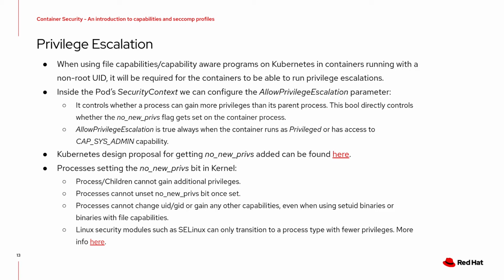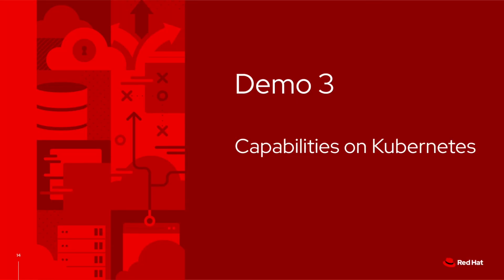On this slide, you can see the privilege escalation. There is a lot of text here, but you need to know that when you are using file capabilities or capability-aware programs on Kubernetes, you need those containers to be able to run privilege escalations, because you will be running a non-root process, and that non-root process needs to become a more privileged process. So that requires that privilege escalation. You have a lot more information around that in this slide. You can check it after the talk. And with that, we are going to see how we can configure capabilities on Kubernetes and the differences between running those containers on our local machine and running those containers in Kubernetes.